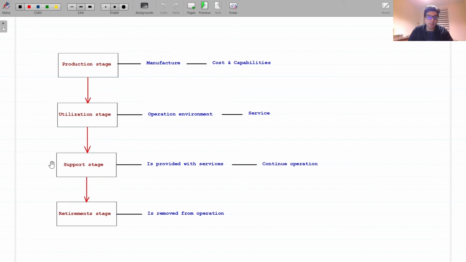The support stage is where the system is provided services that enable continued operation. Modifications may be proposed to resolve supportability problems, to reduce operational costs, or to extend the life of a system. These changes require SE assessment to avoid loss of system capabilities while under operations.